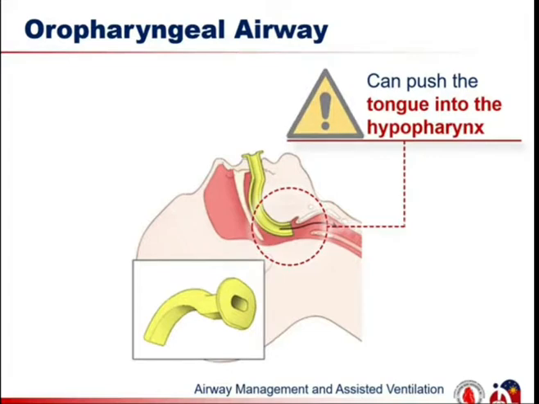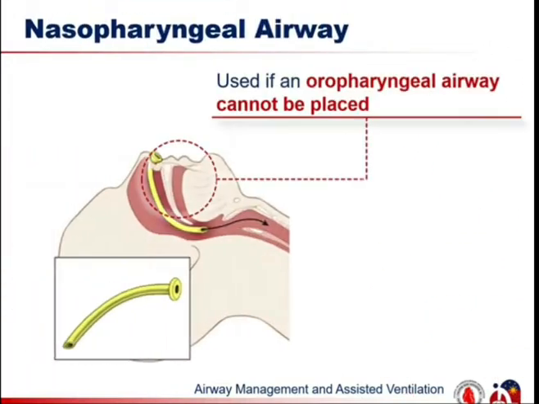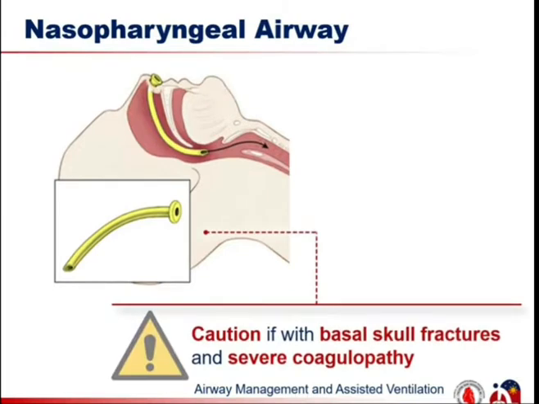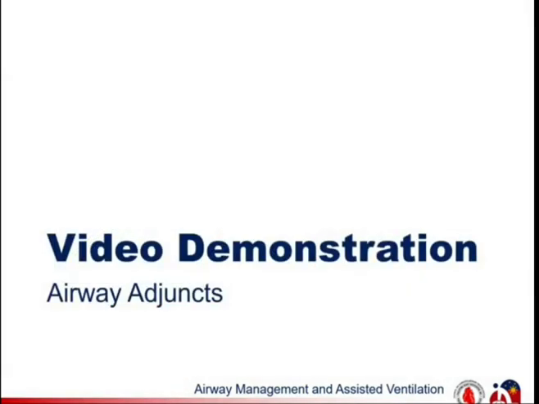In patients in whom placement of an oropharyngeal airway is not possible, a nasopharyngeal airway may be a more feasible alternative. However, the use of these airway adjuncts is not recommended in patients with suspected basal skull fractures, as there have been reports of inadvertent intracranial placement of a nasopharyngeal airway in such patients. Next, we'll be showing videos of how to insert an oropharyngeal and a nasopharyngeal airway.